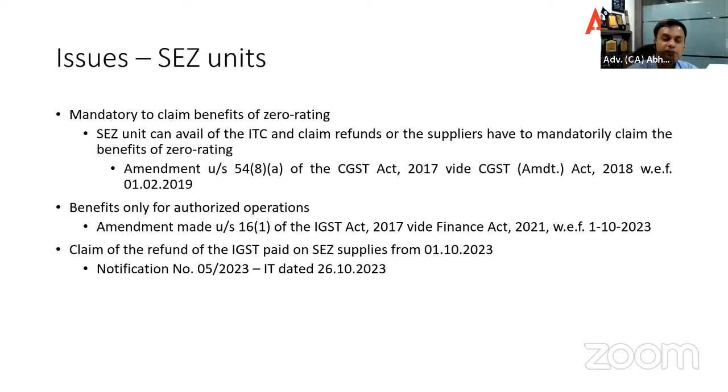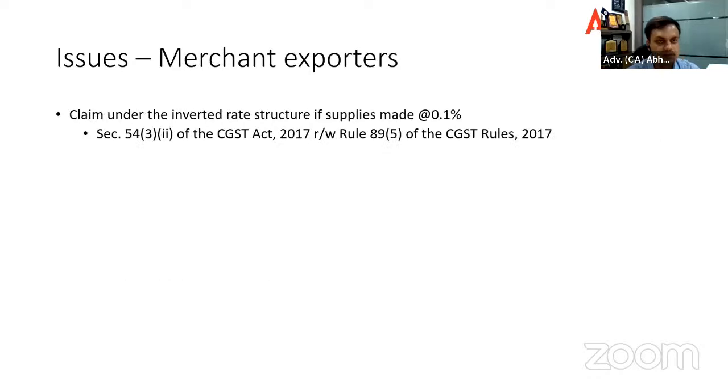Again, this notification has been brought into effect from 1st October 2023. So even for the transactions which have happened between 1st October and 26th October, where the domestic supplier would have charged IGST and would claim the refund of the IGST paid on supplies to SEZ units or developers, in that situation, those domestic suppliers would still be entitled to claim the refunds.